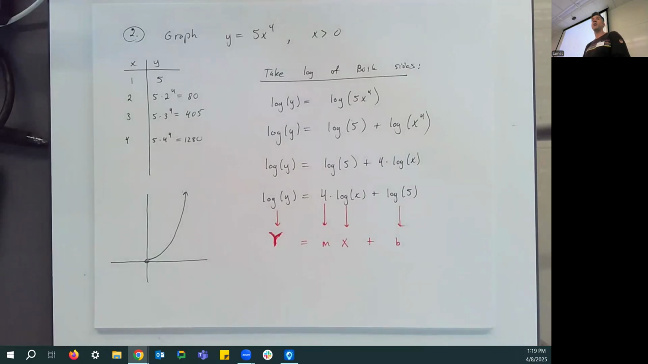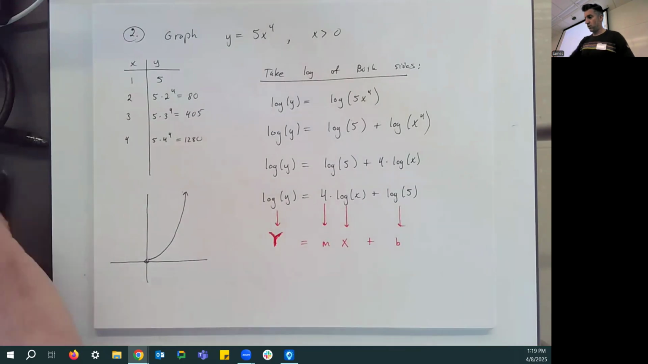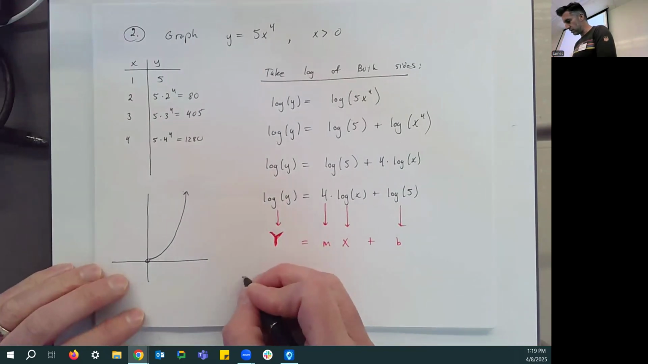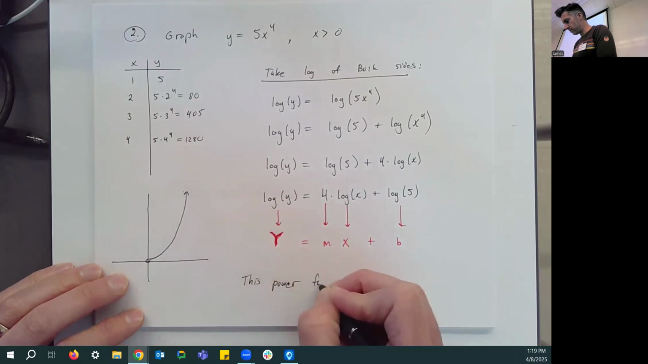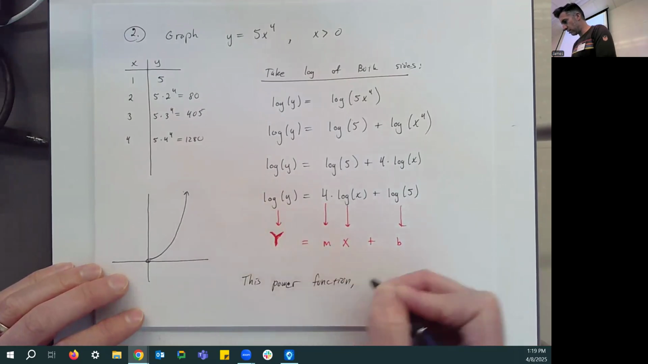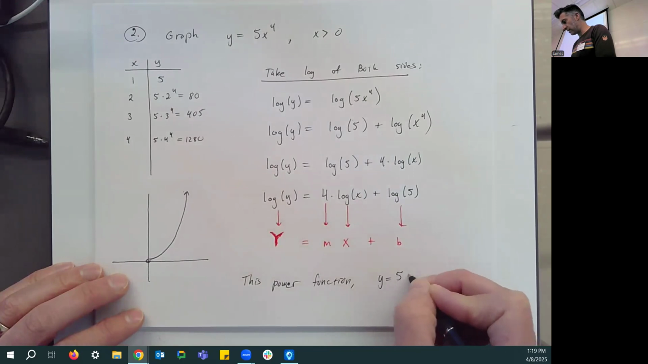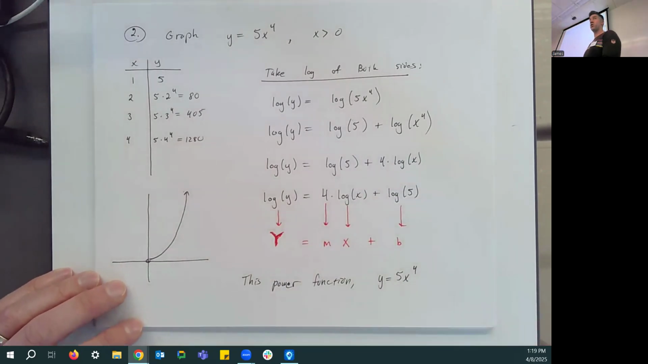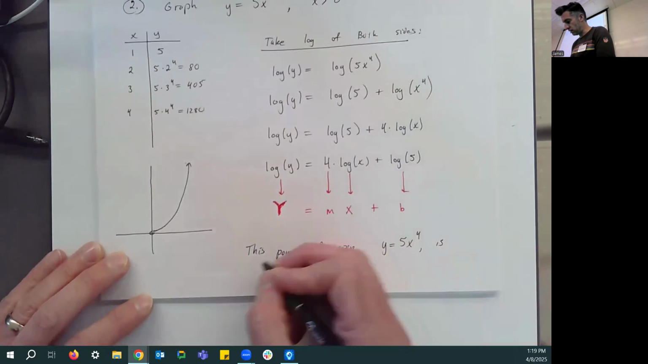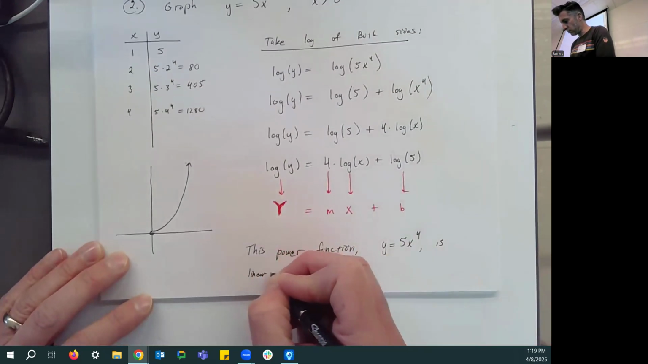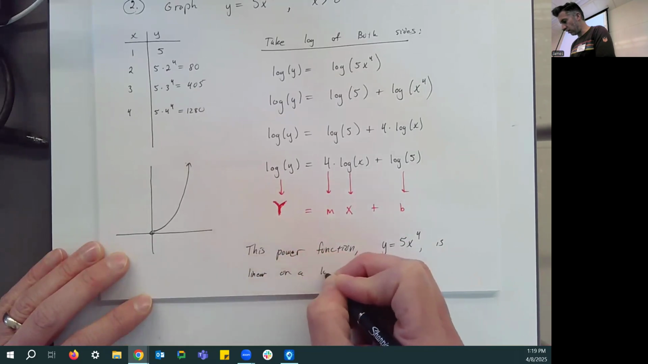But here, it's not semi-log, right? We're not just using the log of y. We're also using the log of x. So this is going to be log-log. So this relationship, this power function, y equal to 5x to the fourth, called a power function because it's x to a power, is linear on a log-log graph.